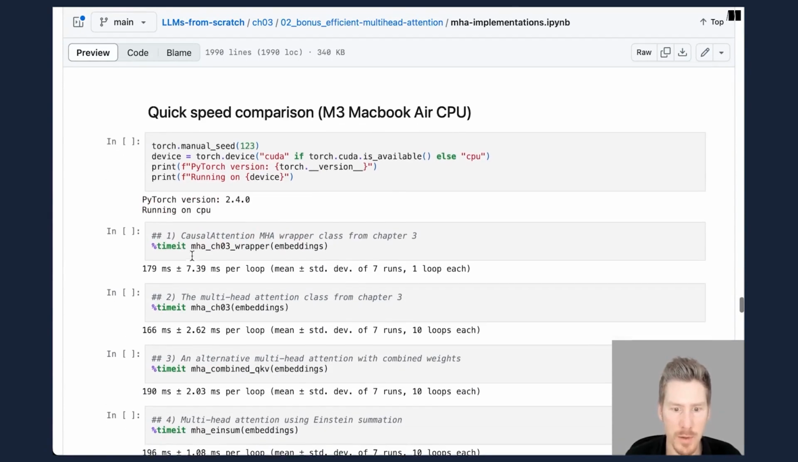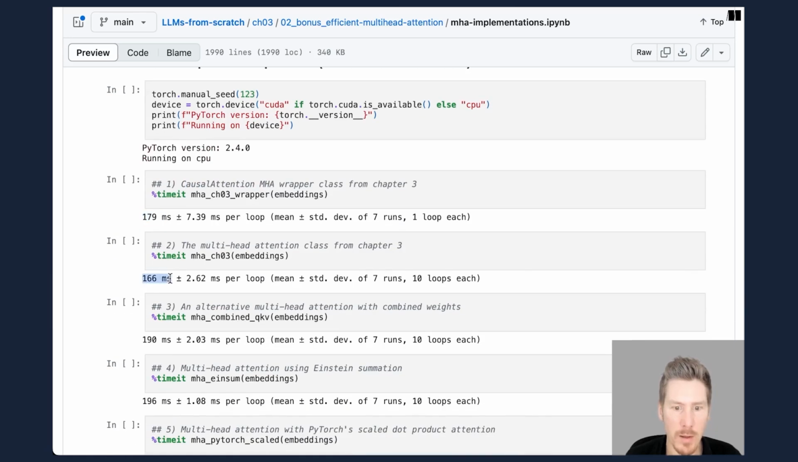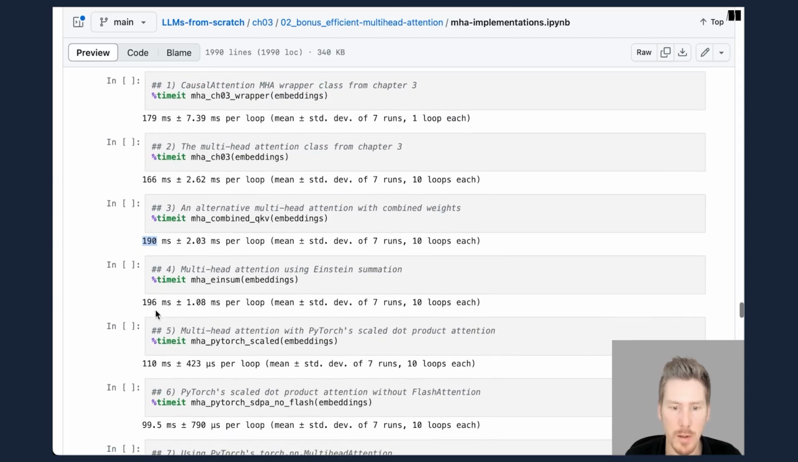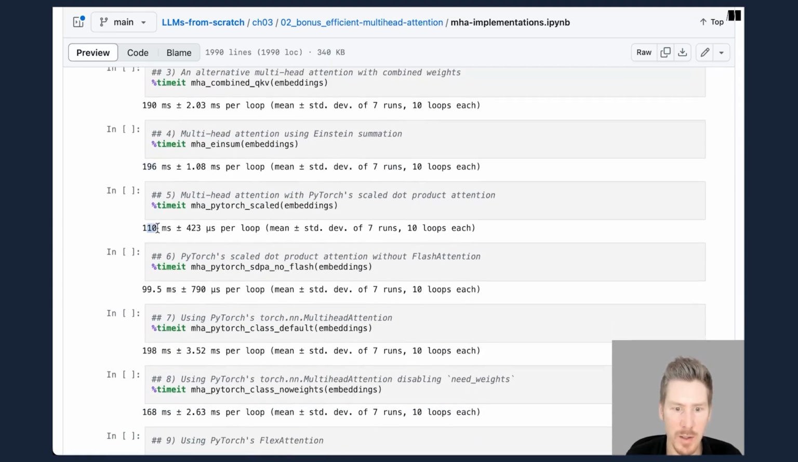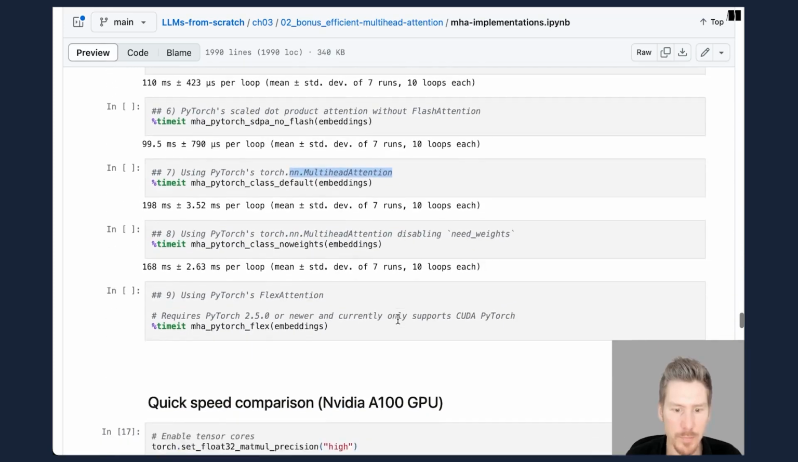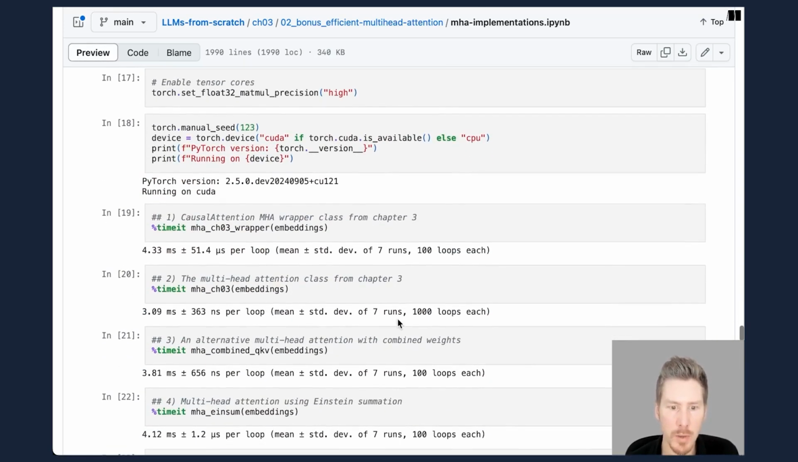So here, first on a CPU. You can see causal attention is slightly slower than the other one, the one we implemented. For some reason, the combined QKV is slower, but we will revisit this in a few moments. My Einstein summation is actually the slowest, but it's fun. And then you can see the PyTorch implementations are actually faster, except for this multi-head attention class. So this was on CPU. I did the same benchmarks on GPU.